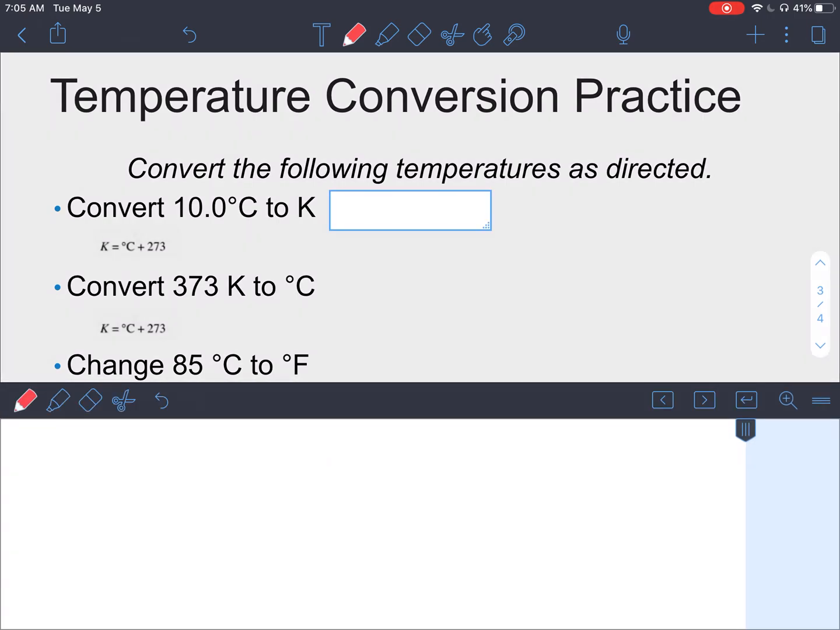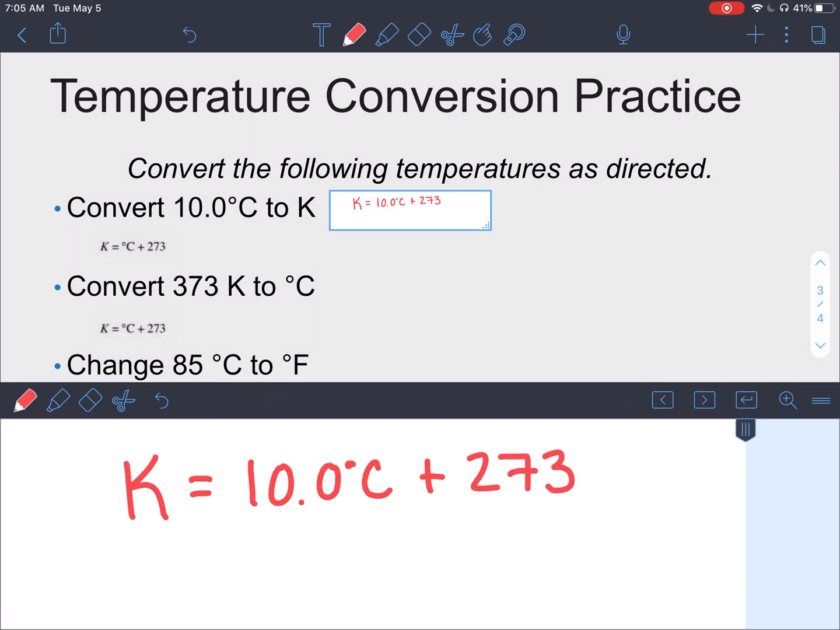All right, so the first one, going from Celsius into Kelvin. This is very straightforward. You just take the 10 degrees Celsius and add 273. You get 283 Kelvin.